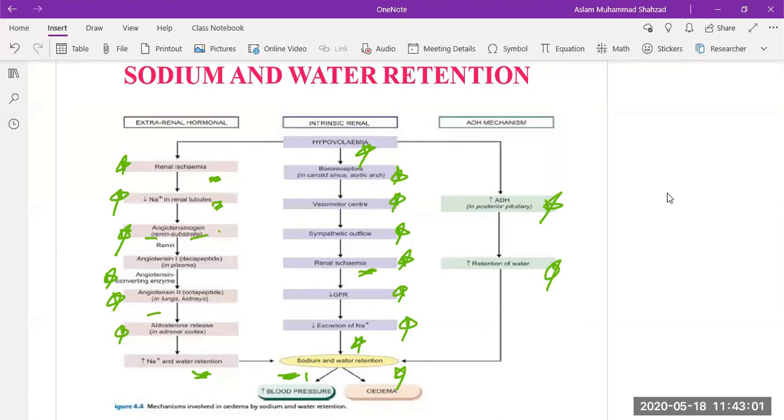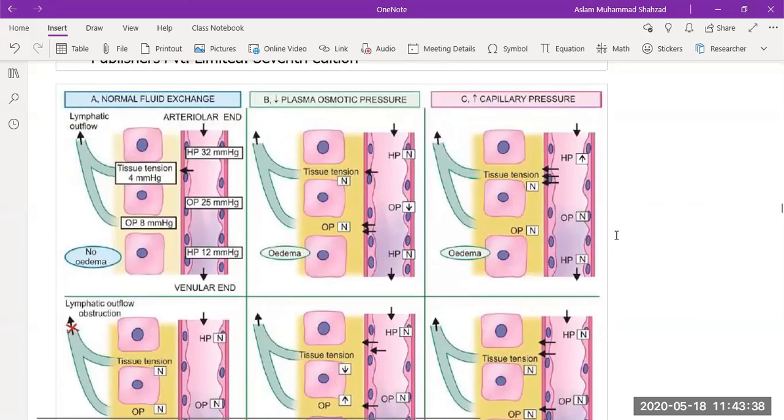And they are responsible for maintaining the blood flow in the kidney, and they are responsible for maintaining the blood pressure. So if, for example, renal ischemia occurs and there is a blockage of blood flow, then in that case the angiotensinogen enzyme with renin increases the production of aldosterone, and that increased aldosterone release causes an increase of sodium and water retention.